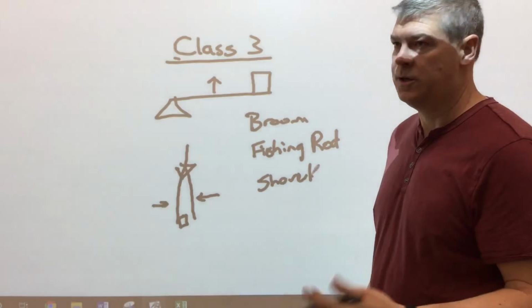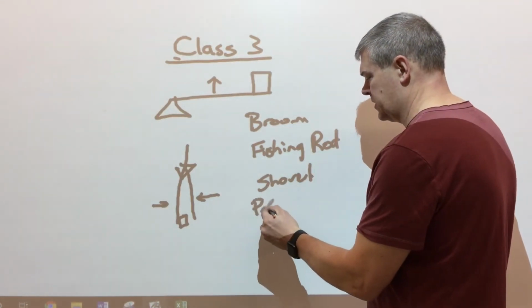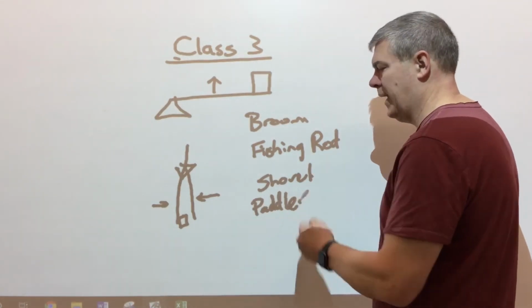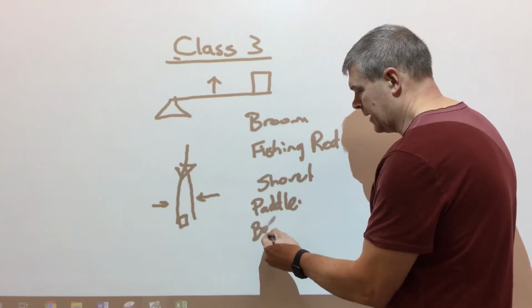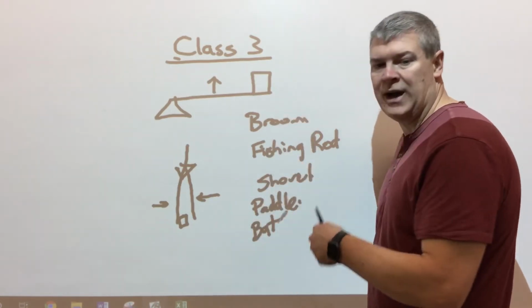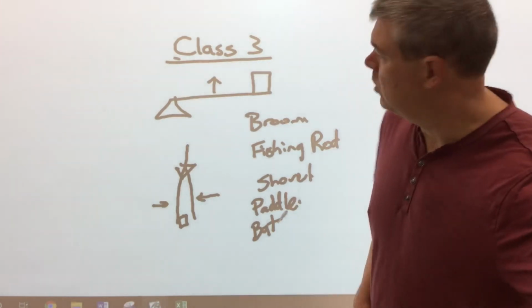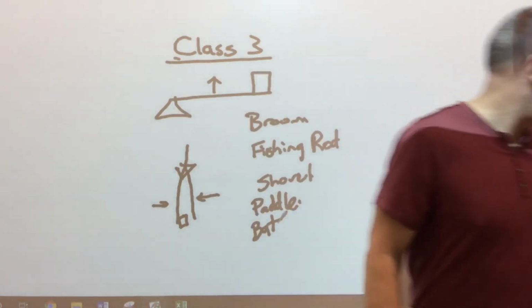Okay, there's a mention in various places on your assignments of a canoe paddle or a paddle. To that, I'm going to also add a baseball bat, a tennis racket, a golf club. All of these things are considered class 3. Now, here's the reason why.